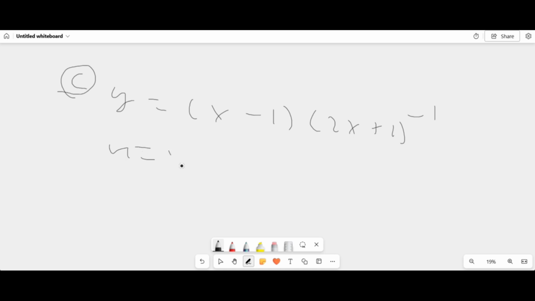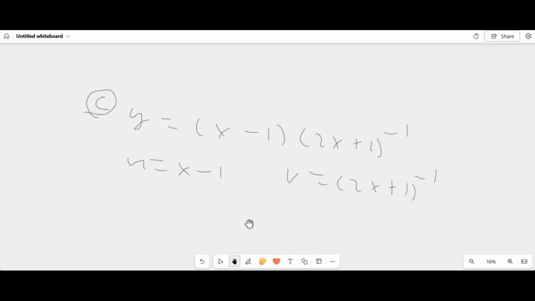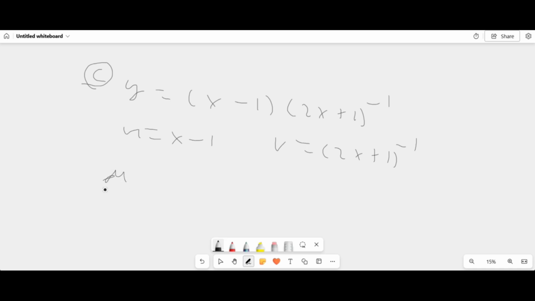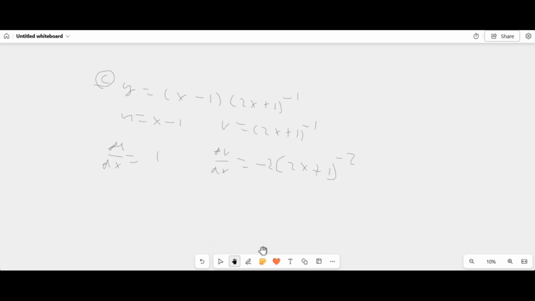So we've got u is equal to the first one, so that's x minus 1. I'm going to have to start a new whiteboard, so I'll do that after this question. And then v is equal to (2x plus 1) to the power of minus 1 here. Now you want to find du over dx, which is going to be 1. Differentiate dv over dx: bring the minus 1 down, the bracket stays the same, minus 1 from the power, that's minus 2. Differentiate the inside, that's 2, times the 2 outside, that's minus 2. Quick maths here. Alright, cool.